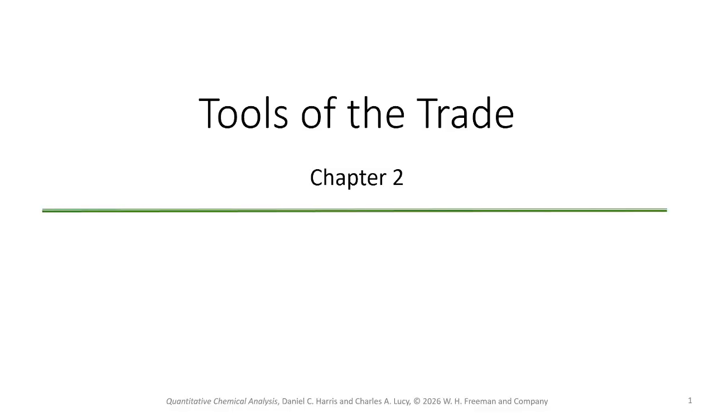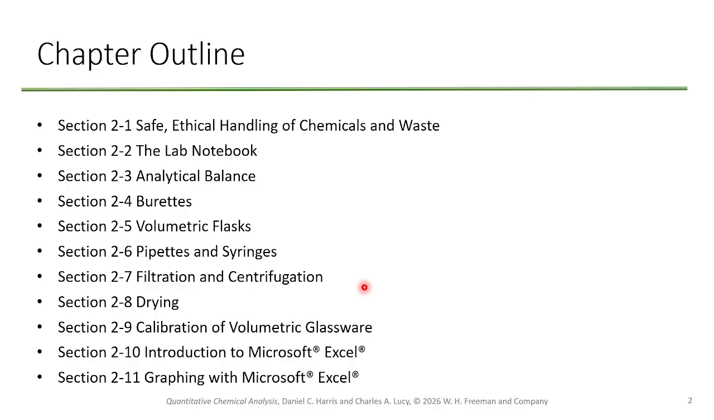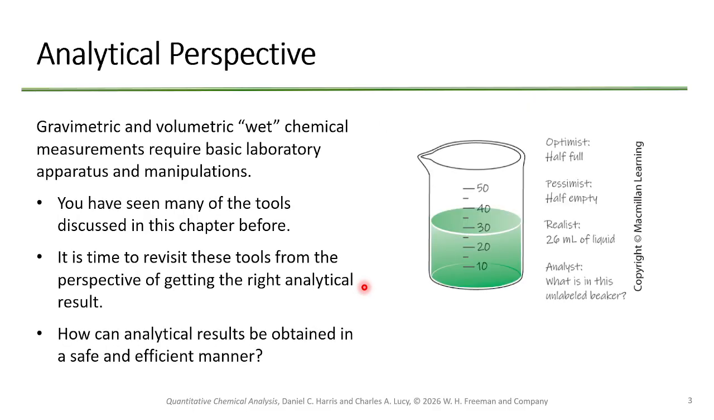Okay, so let's talk about tools of the trade. These are kind of the most common tools we're going to run into and some little basic notes about each of them. So when we're talking about analytical perspective here, gravimetric and volumetric wet chemical measurements require basic laboratory apparatus and manipulations. Technique's very important, and so is your equipment. Okay, knowing which piece of equipment to use is absolutely vital.